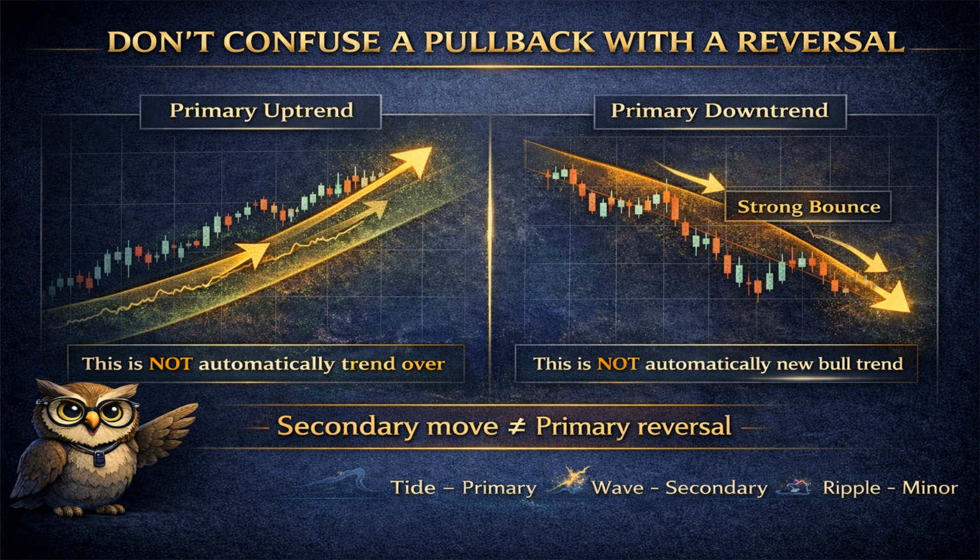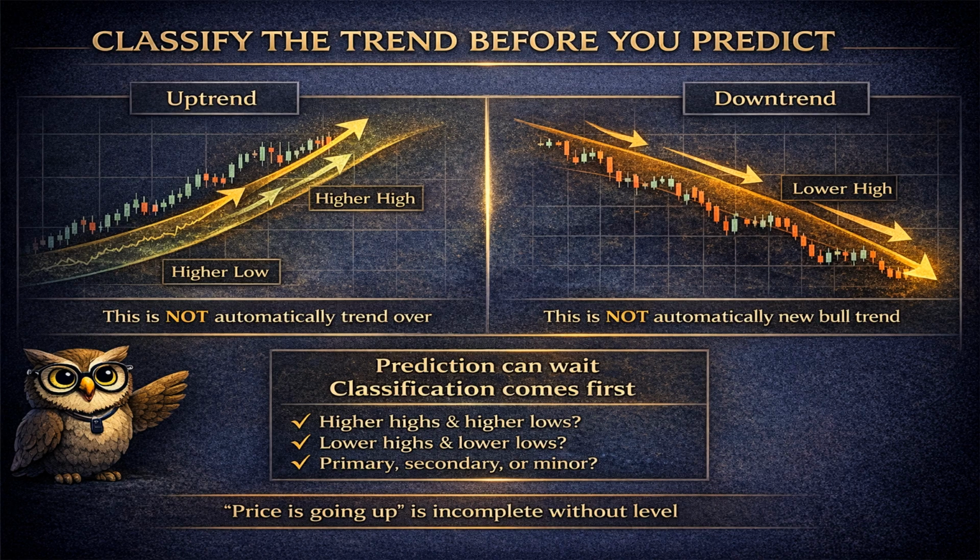The old analogy is tide, wave, and ripple. The tide is the major market direction. The wave is the intermediate move. The ripple is the short-term fluctuation. That analogy is old, but the chart logic is still sharp. Think of it like this. In an uptrend, every meaningful rally should push to a higher level, and every meaningful pullback should hold above the last important low. In a downtrend, every meaningful decline should push to a lower level, and every rally should fail below the previous important high.